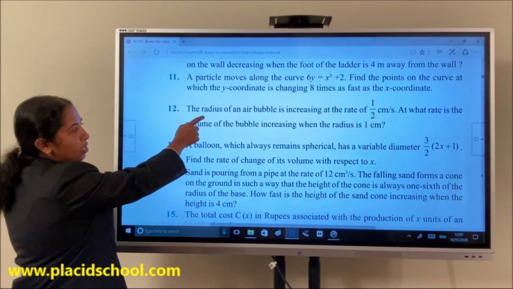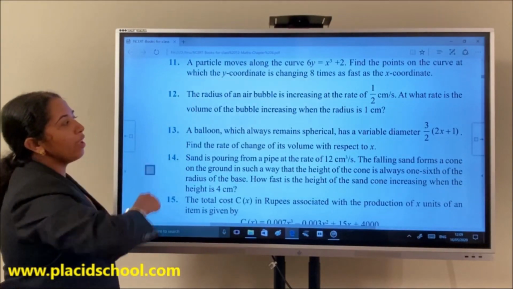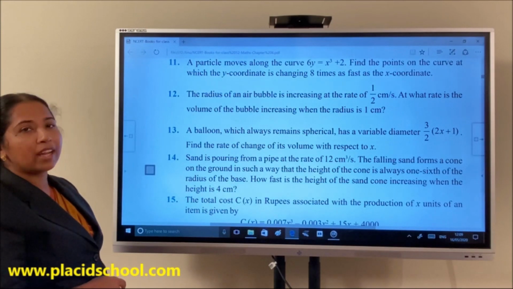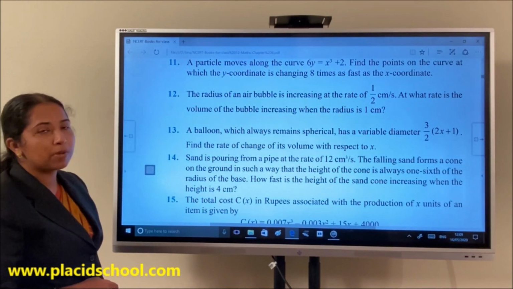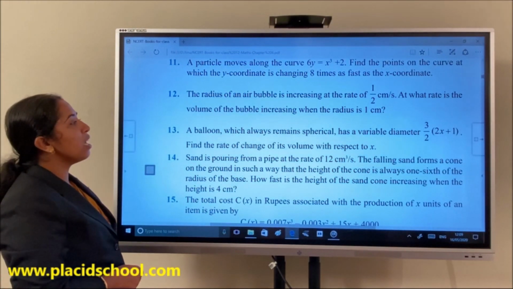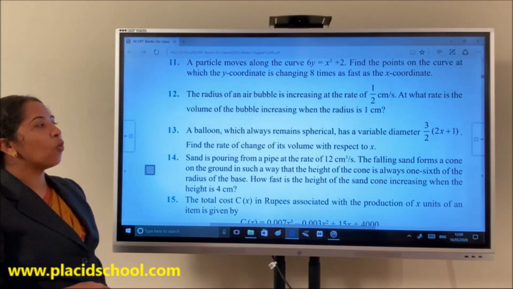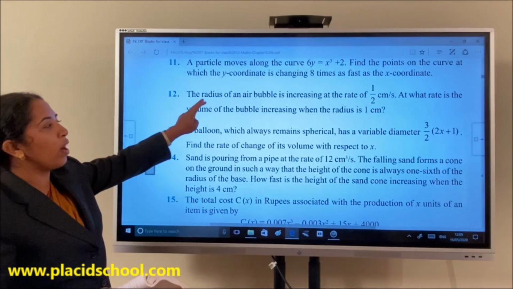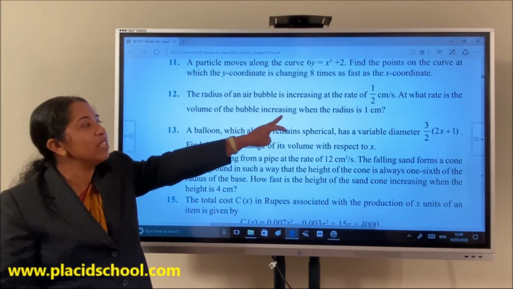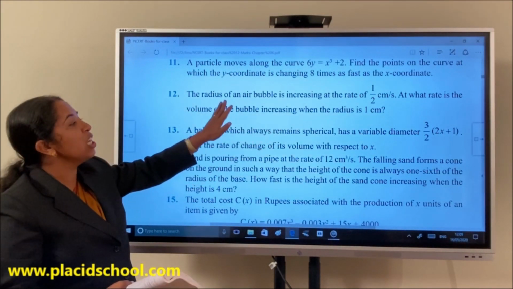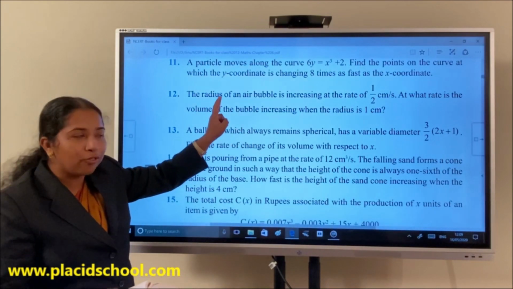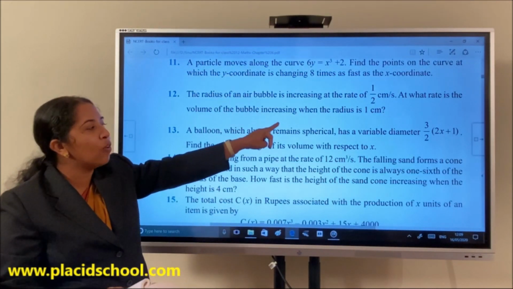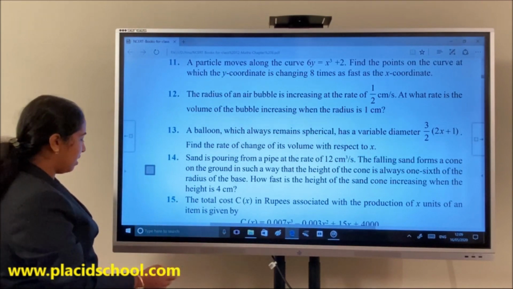Now we move on to question number 12. The radius of an air bubble is increasing at the rate of 1 by 2 centimeter per second. At what rate is the volume of the bubble increasing when the radius is 1 centimeter? So we are given that rate of change of radius of the bubble with respect to time is 1 by 2 centimeter per second. We need to find the rate of change of volume with respect to time when radius is 1 centimeter. Let's see how to do this.